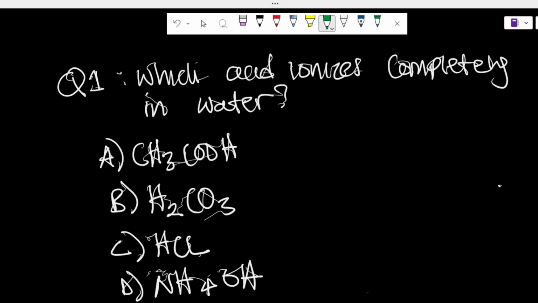Well, the first choice is actually ethanoic acid. Now, this is probably a weak acid, so it cannot ionize completely in aqueous solution. Notice also that you have many hydrogen atoms in it, so this cannot be the answer. Now, the same is true for carbonic acid because this falls under the weak acids.